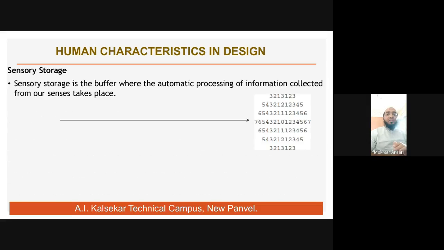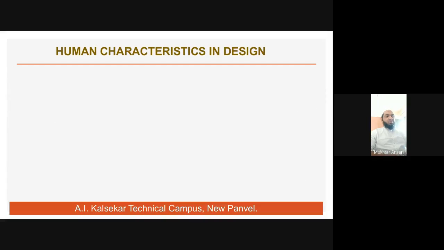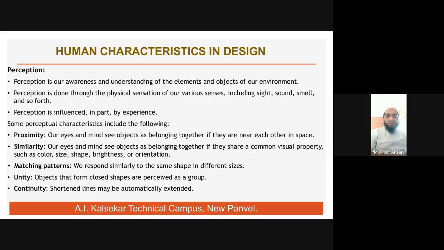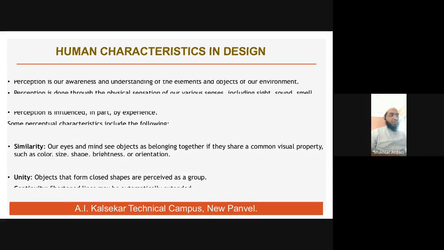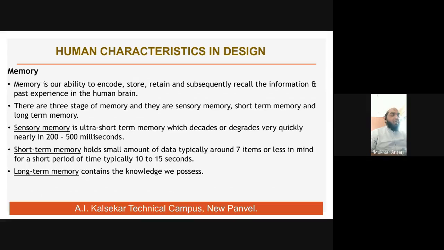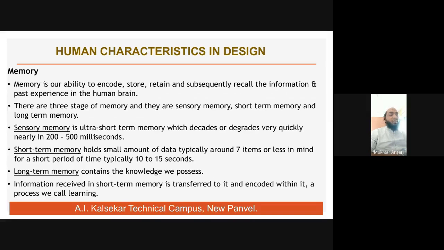So we have gone through different characteristics of a human. The very first one was perception, and the second one was memory. We have gone through sensory memory, then short term memory, and long term memory. The process of moving or converting information from short term memory to long term memory is called learning. So if someone asks what is learning, learning is basically moving information from your short term memory into long term memory. If you do something again and again, you will learn it, and obviously it will go into your long term memory.